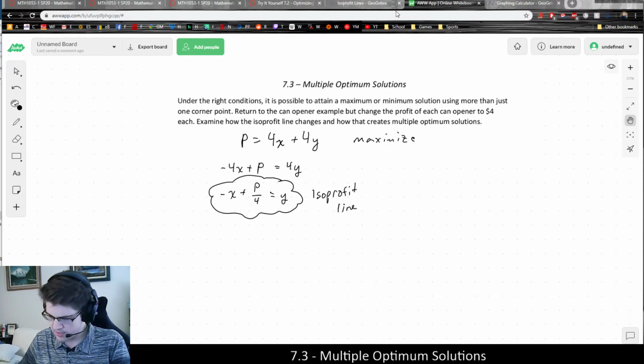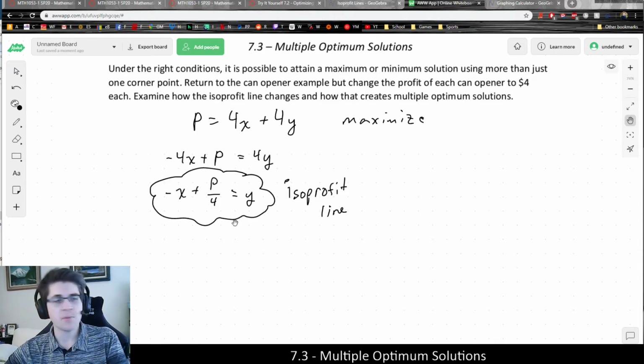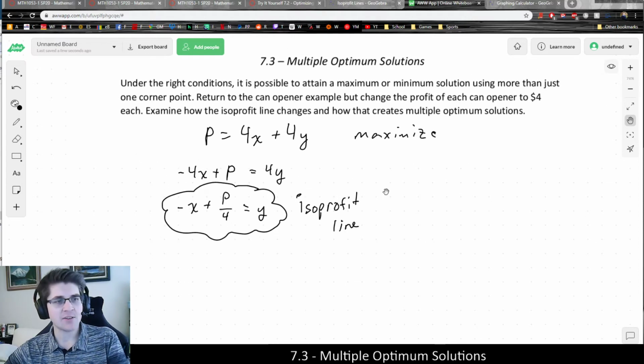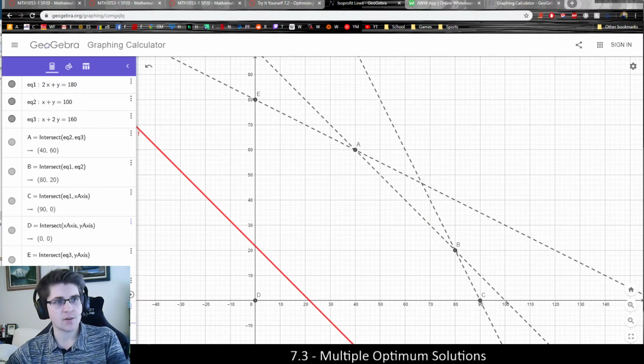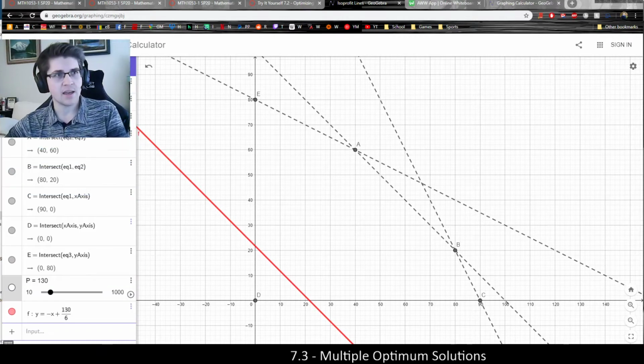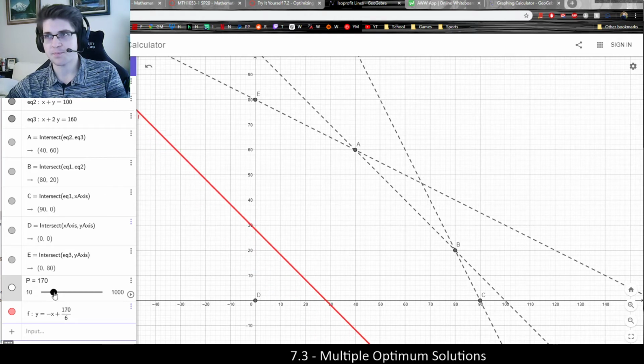I could then choose P, where P represents my profit, and basically randomly guess P and determine that. That's what I have here in the graph. With my slider over here on the left, which you can't see, I can control the profits and play around with those isoprofit lines.